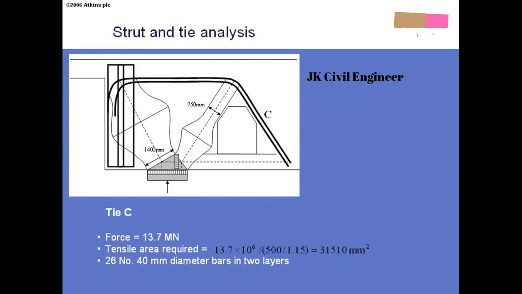Last thing we have to do is design the tie, and that's the easy bit, because all we do to design the tie is get the force from our calculation in the tie and divide it by the design yield strength, 500 divided by 1.15 for gamma s, and that gives us a steel area of 31,510 millimeters squared, which equates to 26 number 40 diameter bars, which yes, the contractor did enjoy putting into the tolerances that we asked him to put them into. But I think he would have enjoyed putting in all the links from a beam theory approach even less, because it just would have been impossible to do it, frankly.